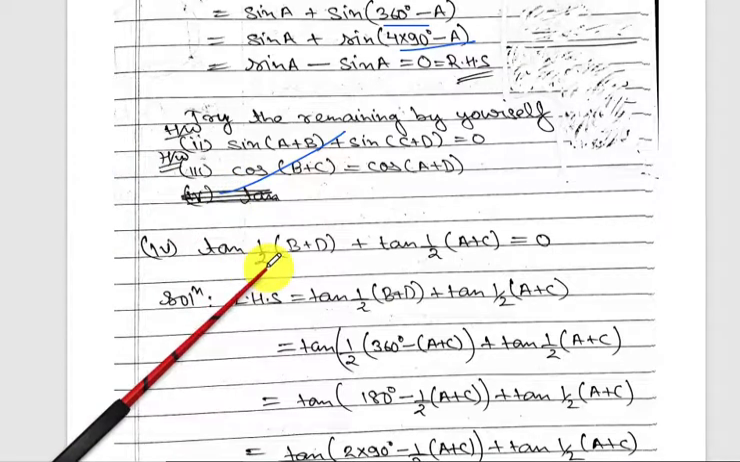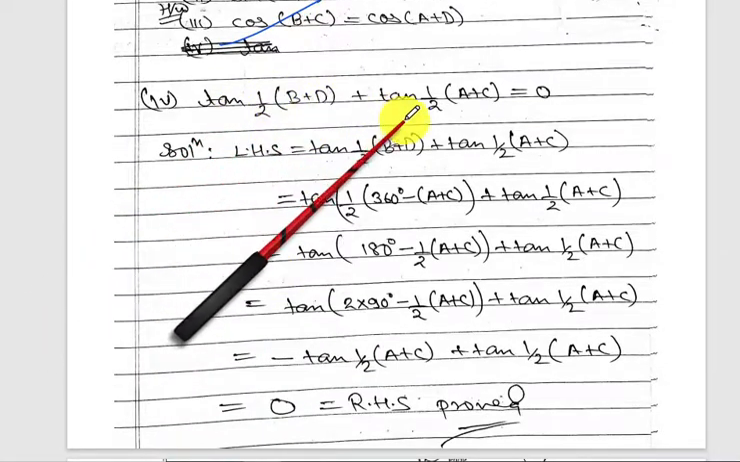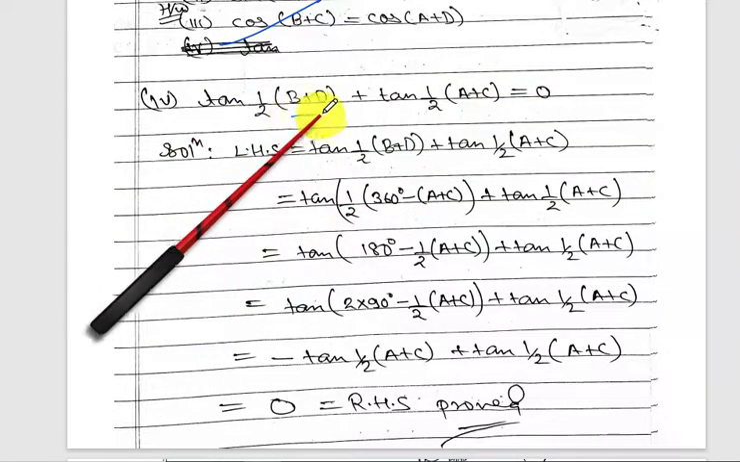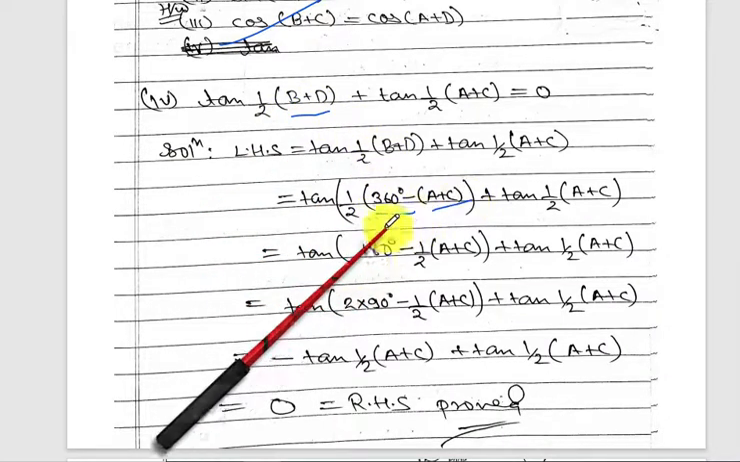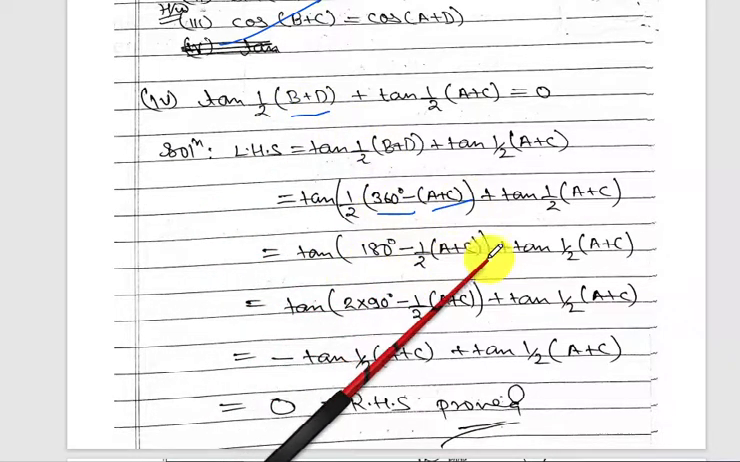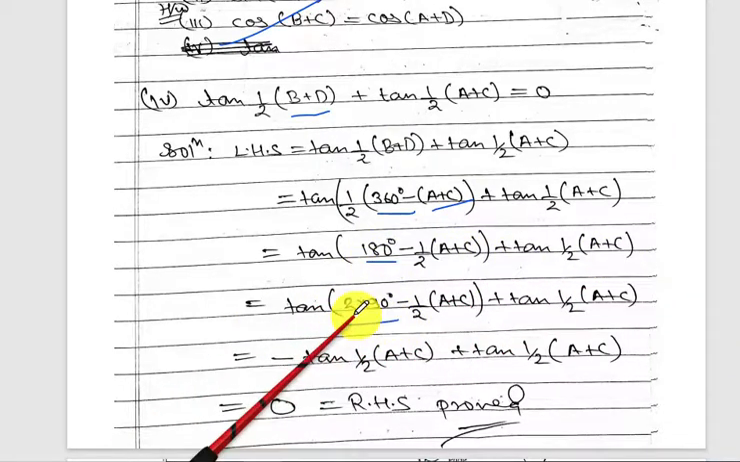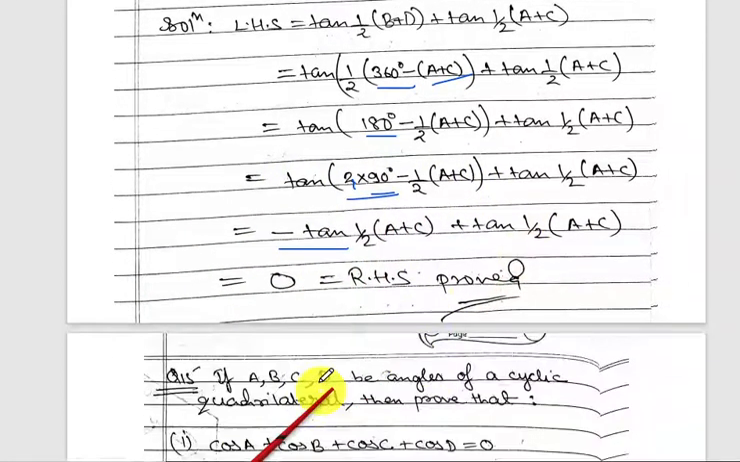Here we have got tan half BD plus tan half A plus C. So this BD means we can write 360 minus A plus C, okay, that means 180 minus half A plus C, and then this can be written as 2 into 90. 2 is even, so tan remains tan, okay, but the whole angle lies in the second quadrant, so it's negative, and you get this. Okay.